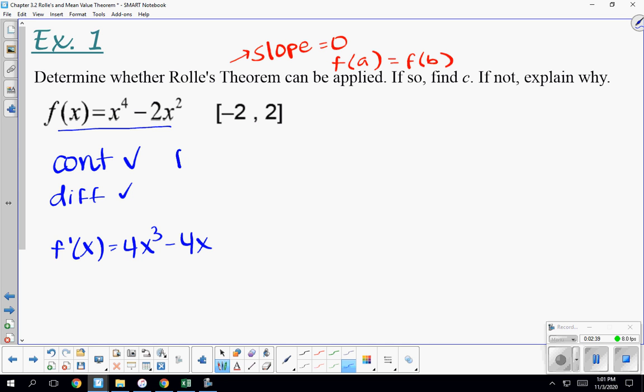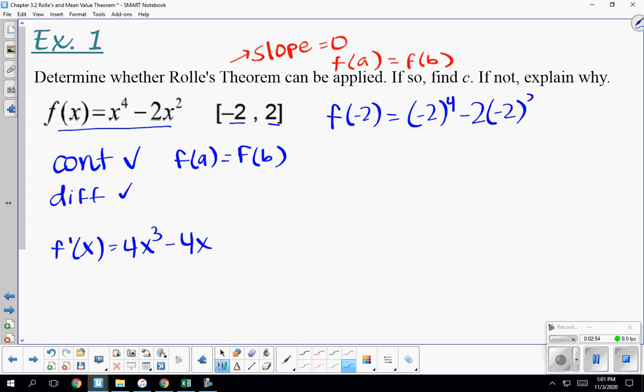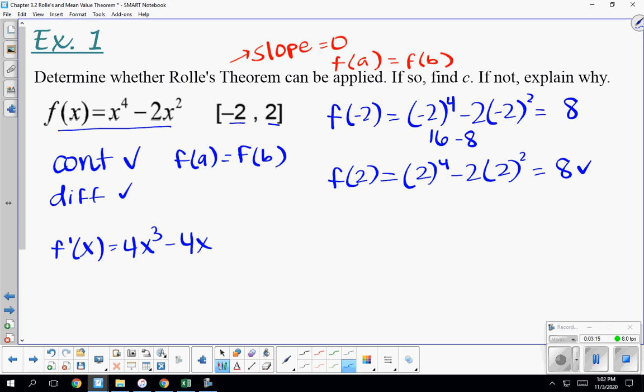The last condition we have to make sure is that f of a equals f of b. And so that just says we're going to plug in our 2 endpoints to our original function. So f of -2, we're going to take that to the 4th power, and we're going to continue plugging that in to our function here. So we'll get 16. Here we'll get 4 times -2, and we'll get a value of 8. If I did the same thing with my final endpoint, I'll get 2 to the 4th minus 2 times 2 to the 2nd, which is still positive 8. Because these are exactly the same, that means my slope is 0. And that was the 3rd condition.